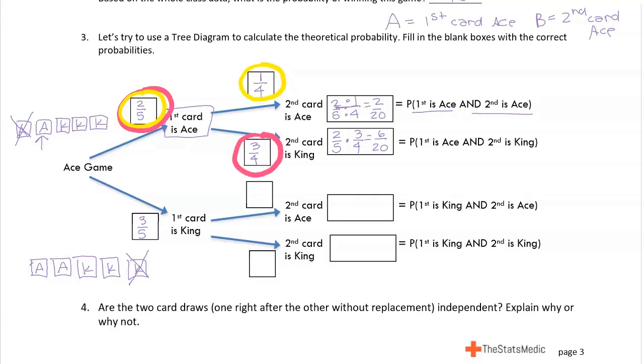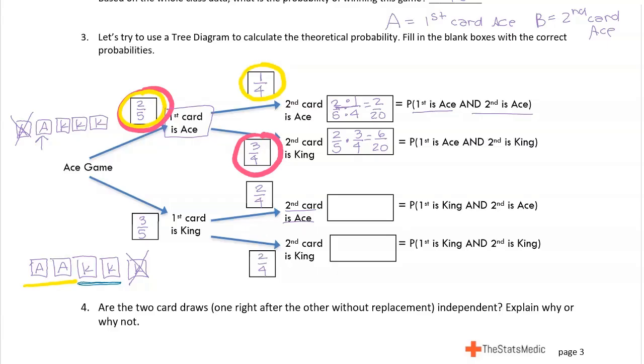So I'm going to go here to the second card as an ace. I'm going to look at right here. I have 2 aces out of a total of 4 cards. So the probability that the second card is an ace is going to be 2/4. The probability that the second card is a king, well, I do have 2 out of 4 kings. So that's going to be 2/4.